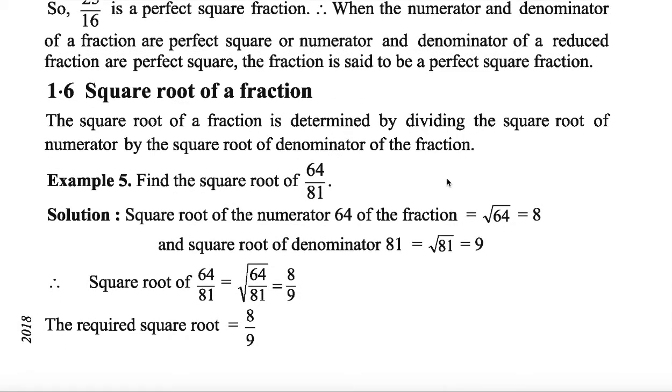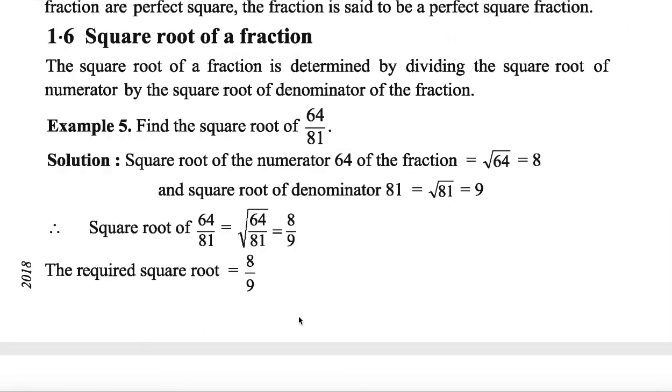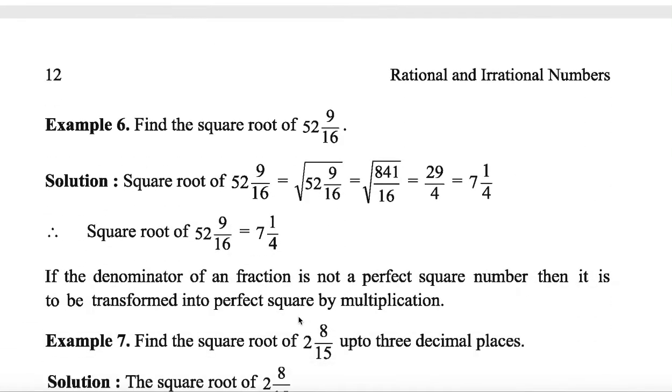Square root of a fraction. The square root of a fraction is determined by dividing the square root of the numerator by the square root of the denominator. We can separate the square roots. Root 64 in this example is 8, root 81 is 9, so this becomes 8 by 9. The mixed fraction has to be converted first to the rational number. This is the rational number. Root over 841 is 29, root 16 is 4, so this is the number. Again, you can express it in mixed form if you want.